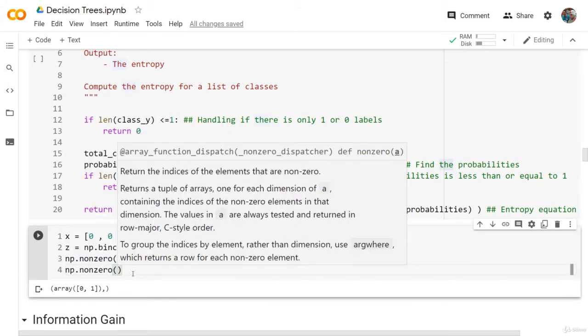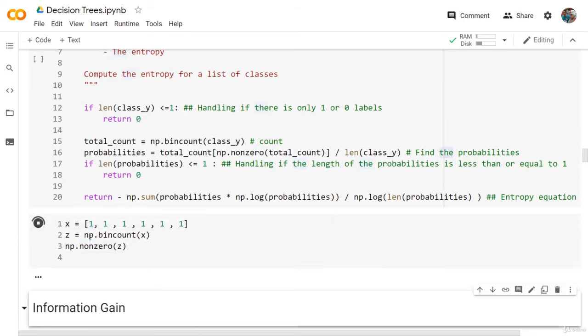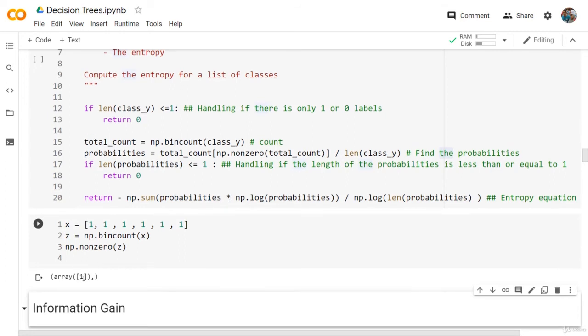So we have a count of zeros and a count of ones. Why are we doing this line? Because in case we have here 1, 1, right, then this will return only one number.